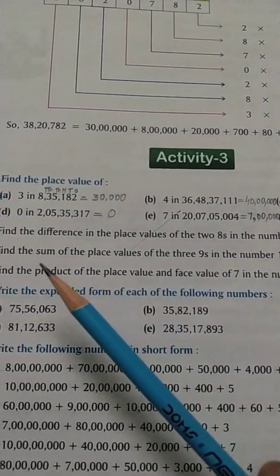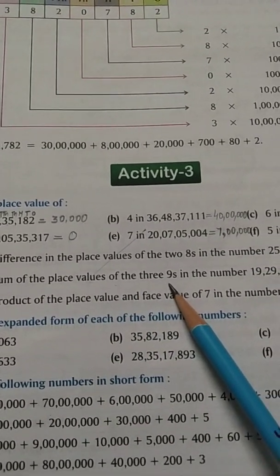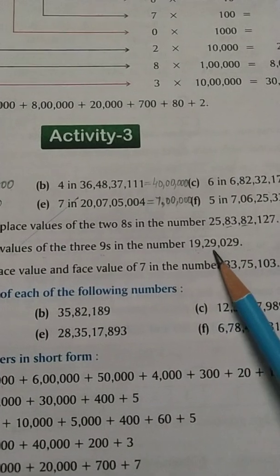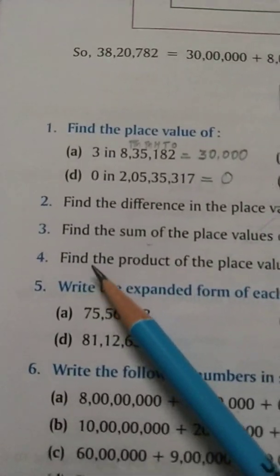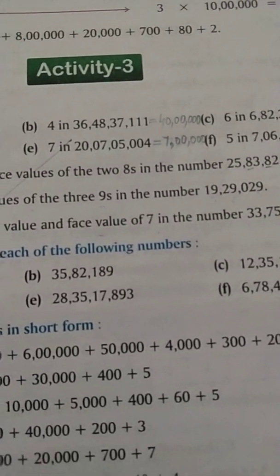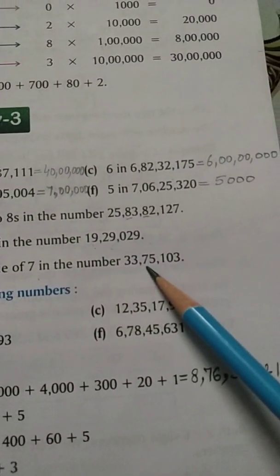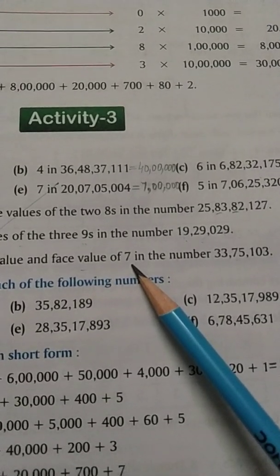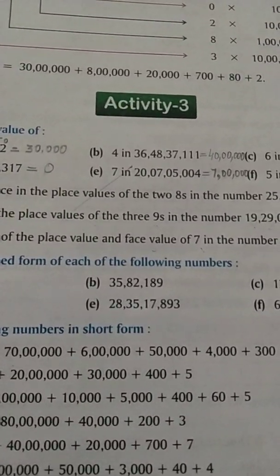Likewise, if we see question number 3 of activity 3, they are asking find the sum of place values of 9s. Sum of place values of 9. So there are 1, 2, 3 9s. You will write place value of all three and then you will add them to get the sum. Now if we look at question number 4, find the product of the place value and face value of 7. If we look at 7 in the given number, 7 is at 10,000 place. So the value is 70,000. And what is the face value? That is 7. So 70,000 multiplied by 7, it will be 490,000. Right? So in this way you can solve these types of questions.